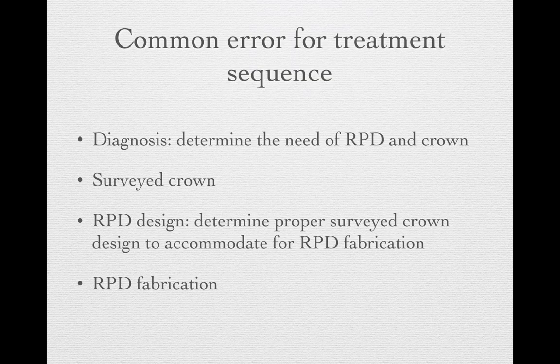One of the common errors in the treatment sequence, especially when you do a survey crown with a removable partial denture, is that you do a diagnosis, you determine the need of an RPD and crown, and then you start with the crown. After you finish your crown, then you start to think about your RPD design and then finish your RPD. That's a huge mistake.